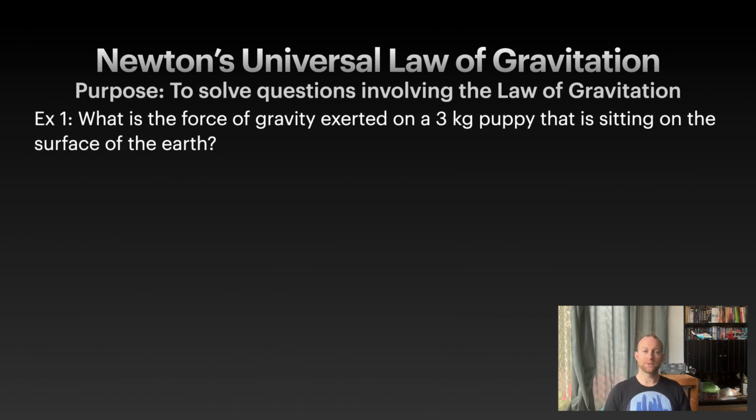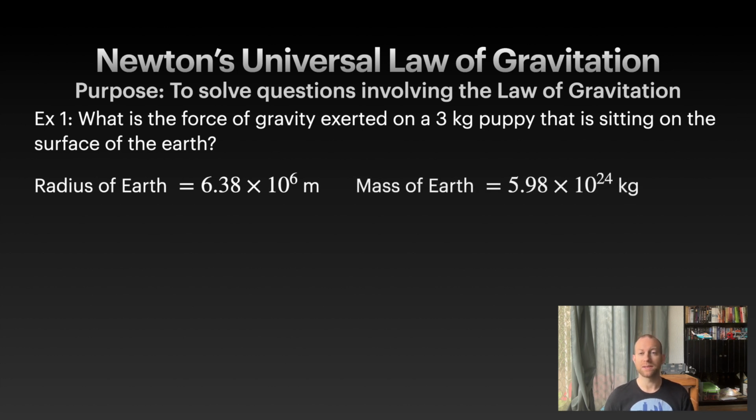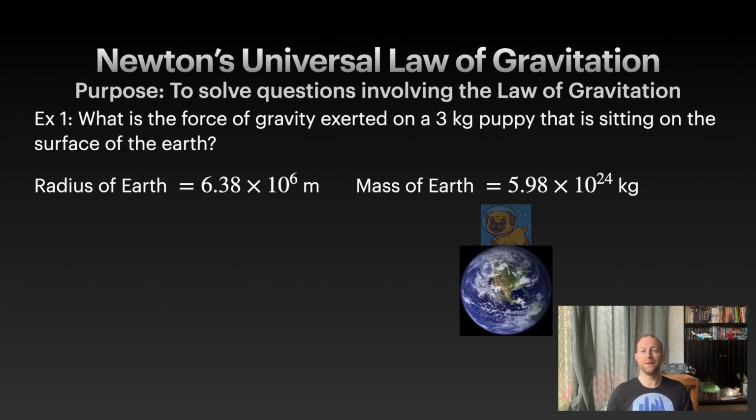So let's do some examples. One is the force of gravity exerted on a 3 kilogram puppy that's sitting on the surface of the Earth. The radius of the Earth is this, and the mass of the Earth is this. Again, that's on the formula sheet. You don't need to have those memorized. So here's the Earth. Here's our puppy on the Earth. And the radius is from the center to the edge. So that is the center of masses.